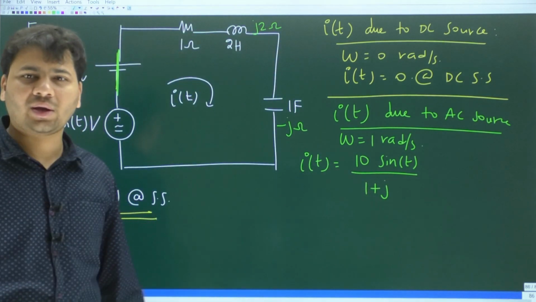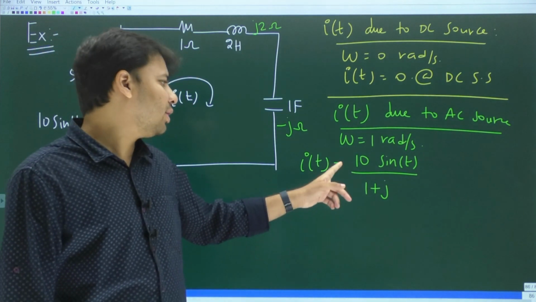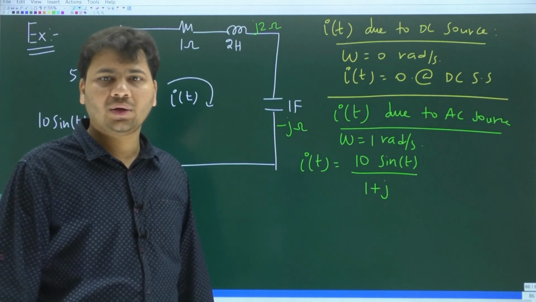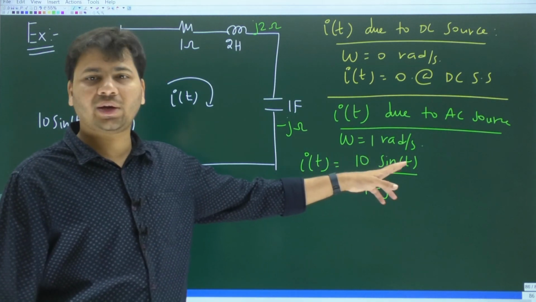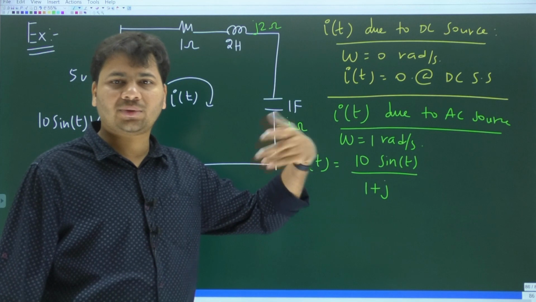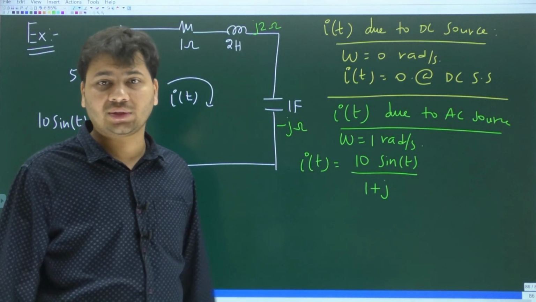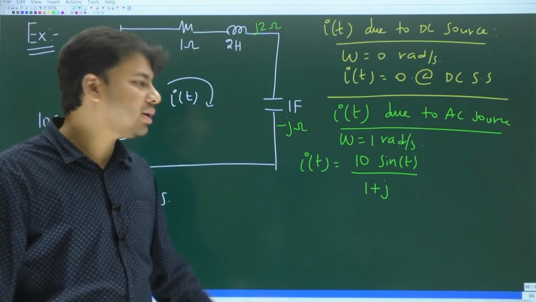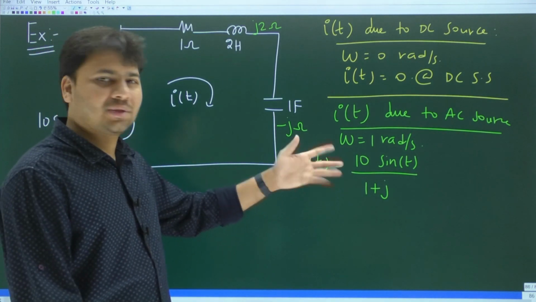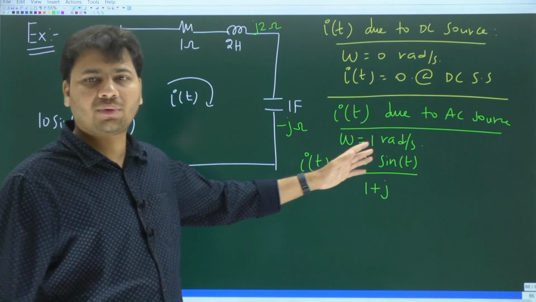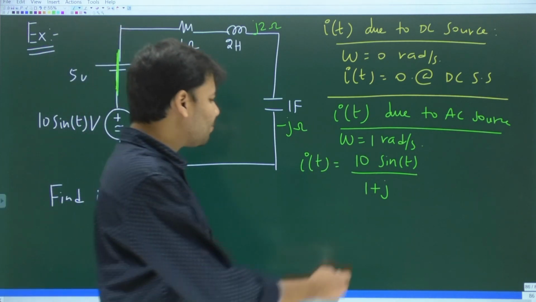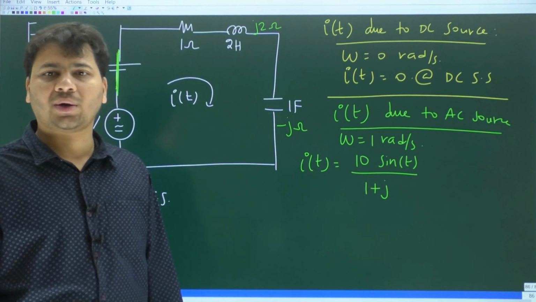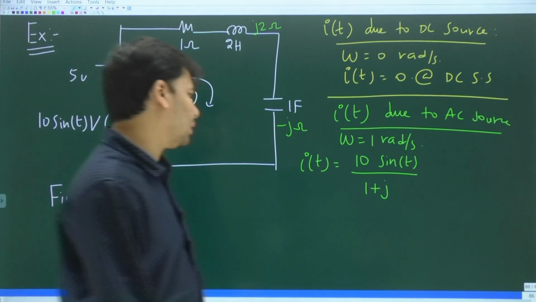Strictly speaking, I should not be writing this equation, because part of the equation cannot be in the time domain and the other part in the phasor domain. 10 sin t is in the time domain, and 1 plus J is an impedance, which is in the phasor domain. But it's okay, we're just finding the current. Current is voltage divided by impedance. What is 1 plus J in polar form? Root 2 at an angle of 45 degrees.